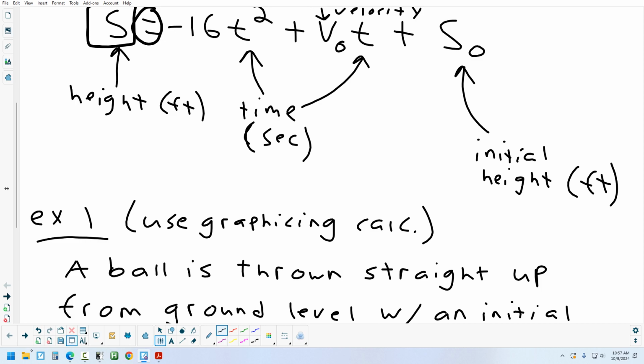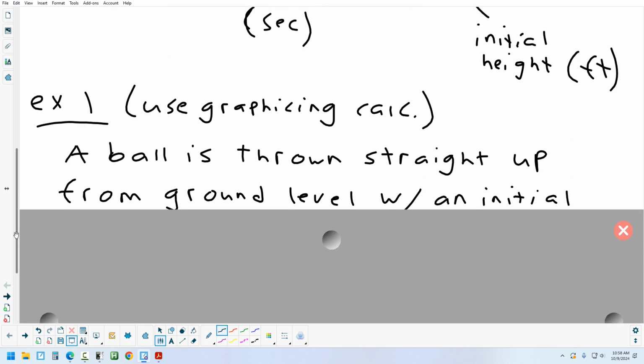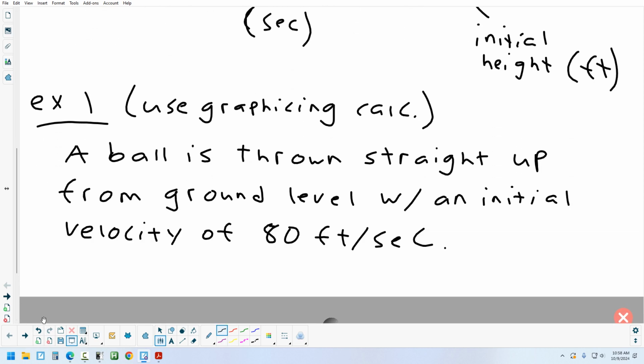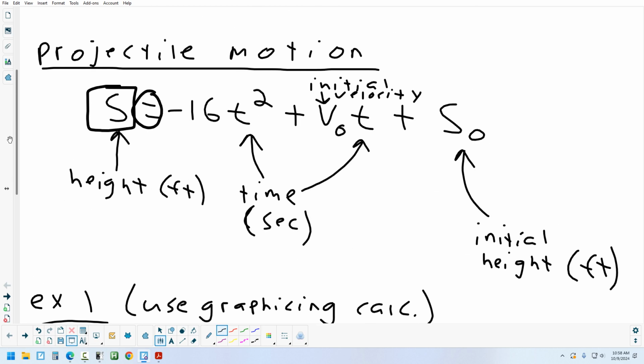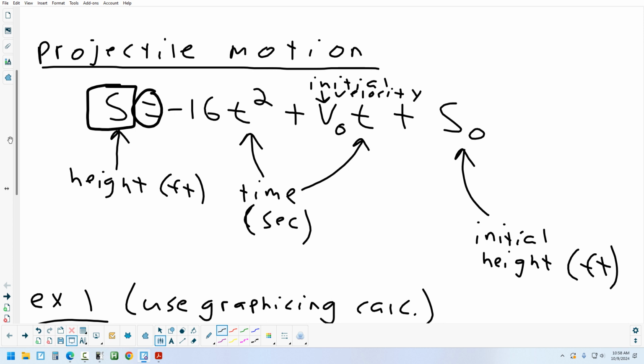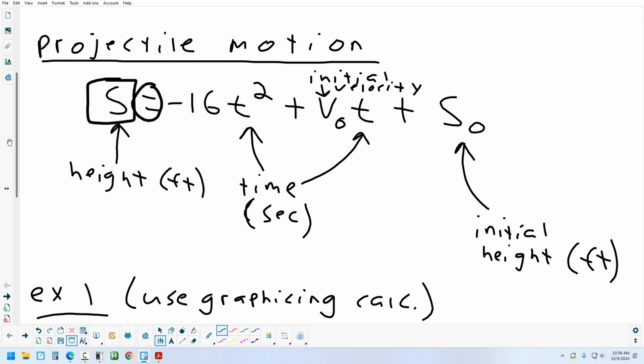So let's say that we have an object or a ball being thrown straight up from ground level. If something's ground level, what's the initial height? Yeah? 0. So I'm not even going to need the initial height in this problem. So that's going to make it a little simpler. It's just going to be a plus 0. And the initial speed is 80 feet per second. So we know the ground level means 0. Where would this 80 feet per second get plugged in? Yeah. Initial velocity. So let's set all that up.